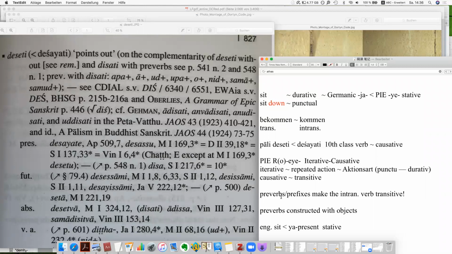Okay, and then what is the function of the preverb? Preverbs can make the intransitive verb into a transitive verb, just like the case of disati, right? And because preverbs are at the very beginning constructed with objects, this is the reason why a preverb can make the intransitive verb into transitive. And as someone already pointed out, in Russian there are actually two kinds of verbs. One is perfective, another is imperfective. So how can we build a perfective verb? Not always, but sometimes you can add a preverb to build a perfective. So actually, a preverb can change the Aktionsart.